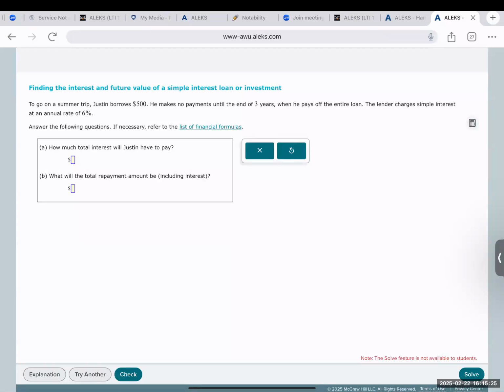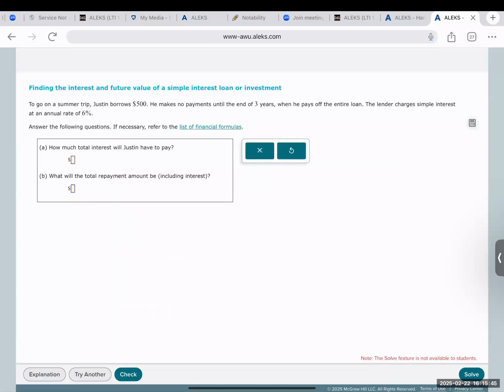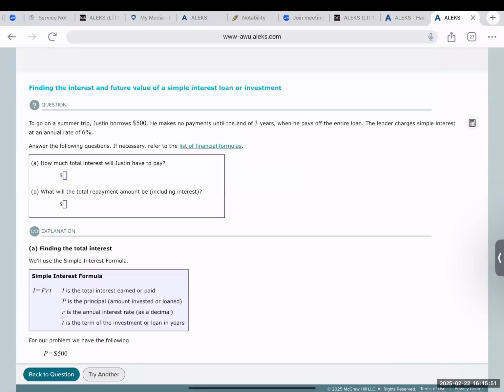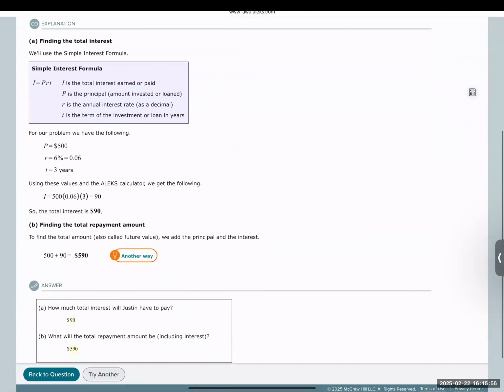So I recommend that you click on the list of formulas just to familiarize yourself with the list of formulas. And in this course, we typically will use the first four, mostly the first three. But if you're sitting there saying, well, I have no clue what to do, definitely click on the explanation. Again, like I said, you most likely will use this very first formula, which is simple interest.